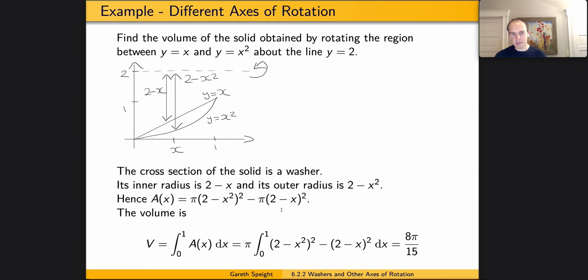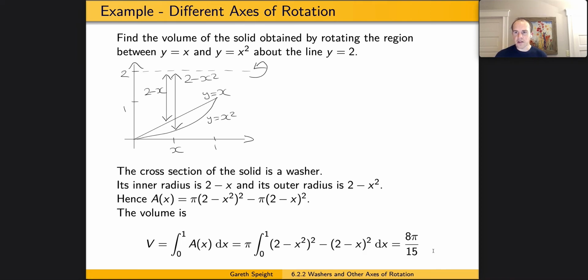Okay, now all we have to do as before is to integrate A of x to get the volume. So in this case, we pull out the pi. We have to integrate from x equals 0 to x equals 1, (2 minus x squared) squared minus (2 minus x) squared. And it will be a mess, but if you multiply out, you get a polynomial, you use the power rule, and collect everything, you'll get 8 pi over 15 in the end.